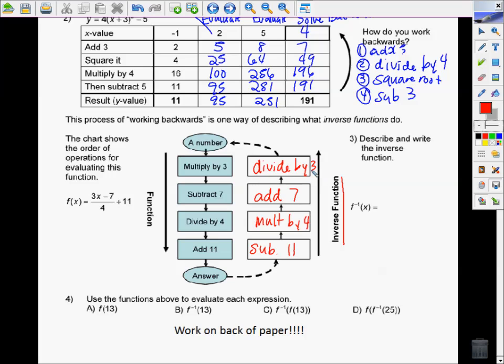But I want to be able to do this to any number. So to represent any number, I start with x. So to this x, what am I going to do to it? Subtract 11. And then after I subtract 11, what am I going to do to it? Multiply by 4. Then after I multiply by 4, what am I going to do to it? Add 7. And then after I add 7, I'm going to do what? Divide by 3. And guess what? You just wrote the inverse.